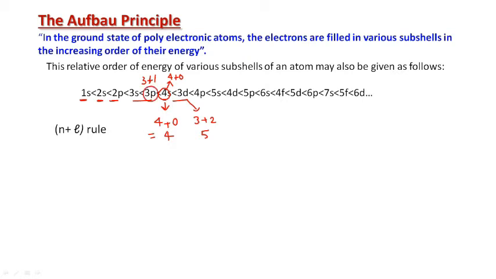Similarly, we can see 4p, 4+1 is equal to 5, and for 6s. So the orbital which has the lower n value will be filled first if n+l has the same value for two different orbitals. If they are different, then the lower value of n+l will be filled first.